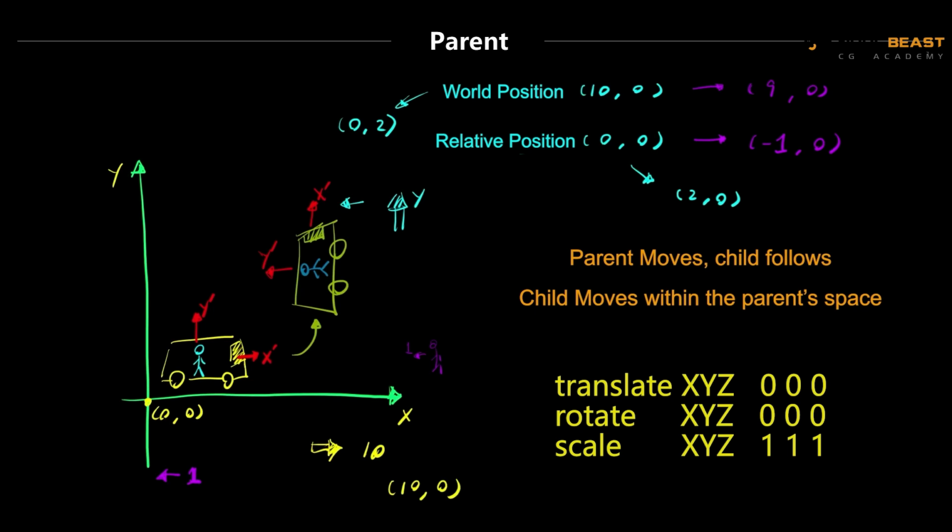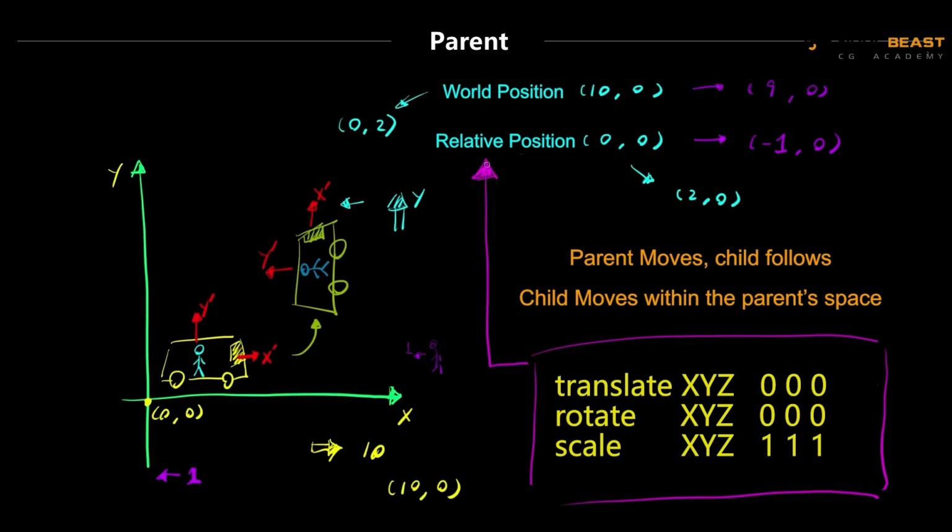The default values are 0, 0, 0, 0, 0, 0, 1, 1, 1. Here, we should note that the values shown in the channel box are always relative positions. They are always the position relative to the parent object, and their directions are also based on the parents. They have nothing to do with world position.